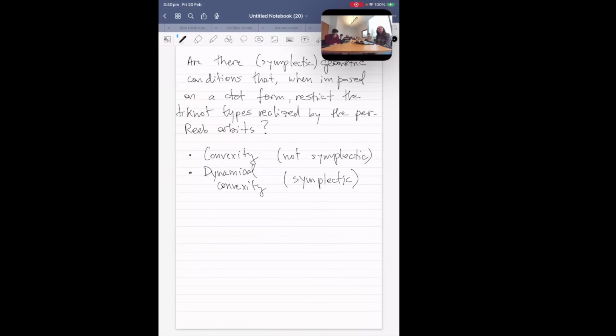Okay, so I'd like to explore what dynamical convexity has to say about these questions, about whether dynamical convexity does restrict the knot types or not. And before stating the result, let me state a conjecture here, or maybe another conjecture. Maybe let's make this a question.